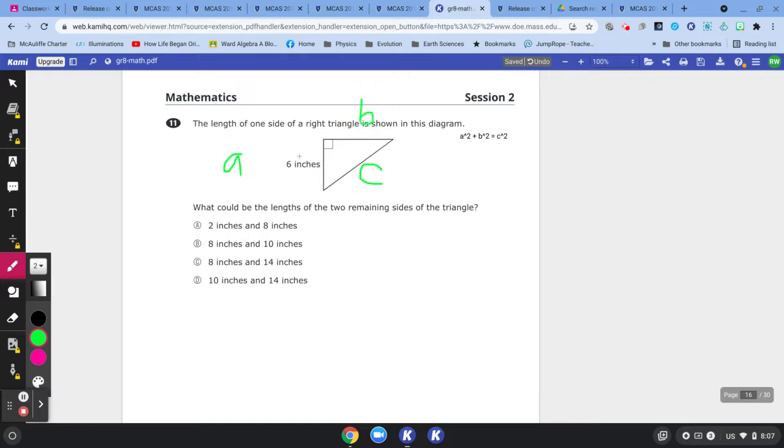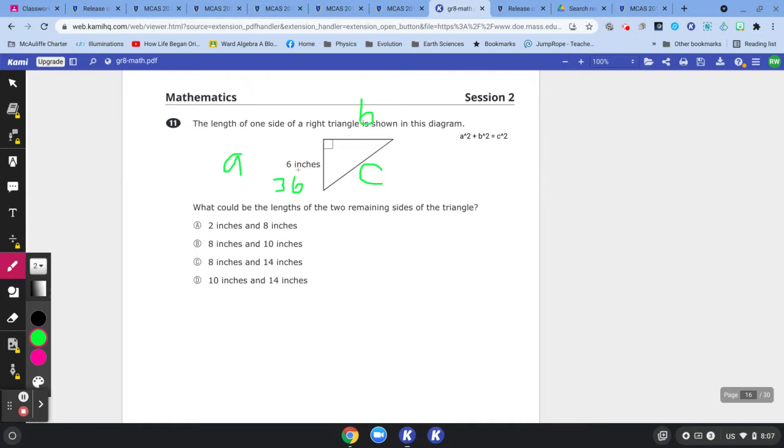So if you look at the options, what you want to do is look at the shorter side as B, and the longest one as C. So you can look at 6 squared. That 6 squared is going to be 36. So 6 squared will be 36.